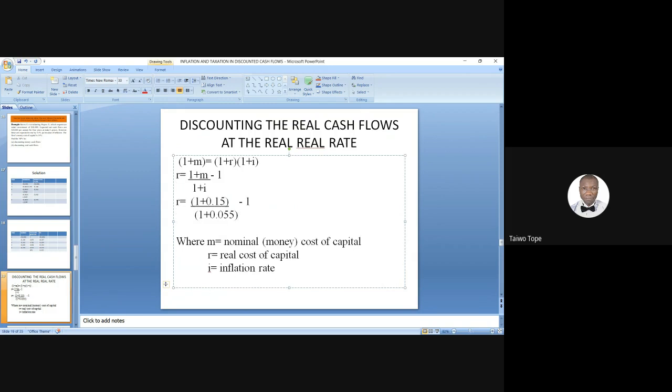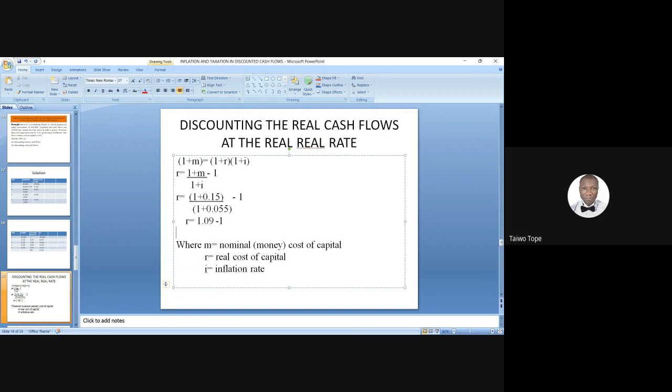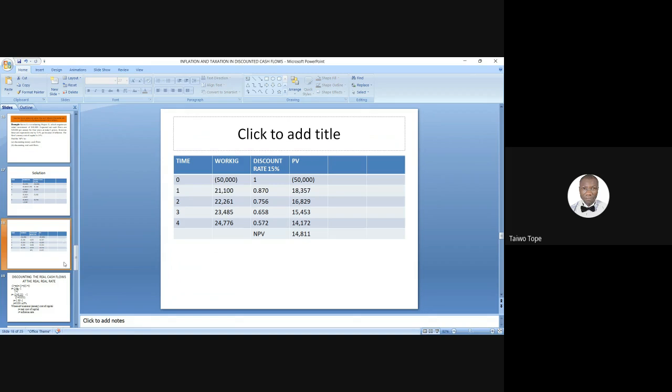R should be equal to 1.09 minus 1. So R will be what? R will be equal to 0.09, and that should be 9%. So you can now apply this real rate as a discount rate. Apply this real rate as a discount rate.